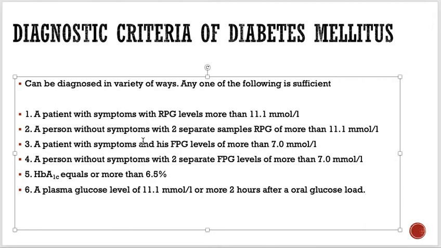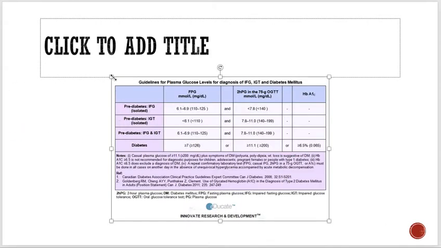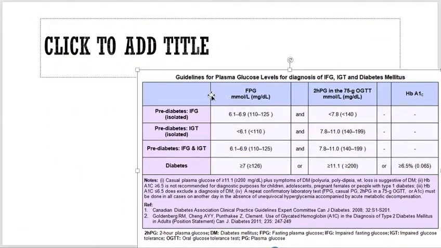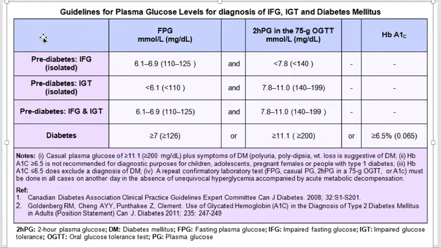Now I will show you a table to make things easy for you guys. Now you can see the guidelines to diagnose patients with diabetes mellitus. So see the guidelines for plasma glucose levels for diagnosis of impaired fasting glucose, impaired glucose tolerance, and diabetes mellitus. Whatever I was talking about in the previous slide, you will get here.